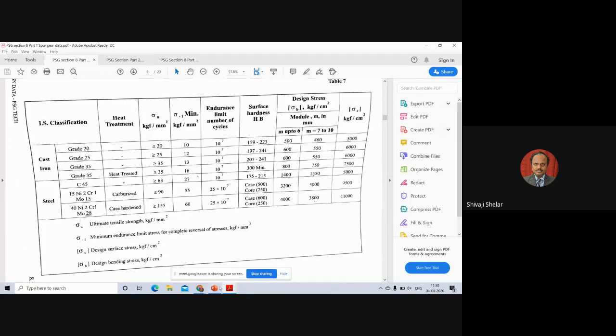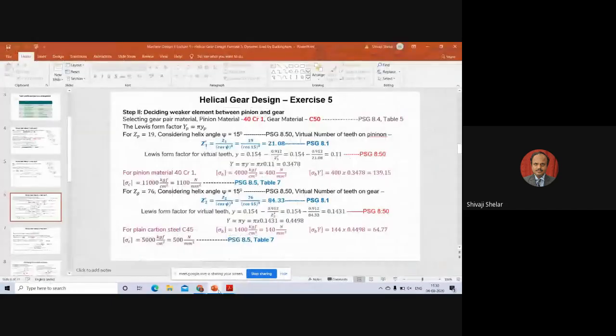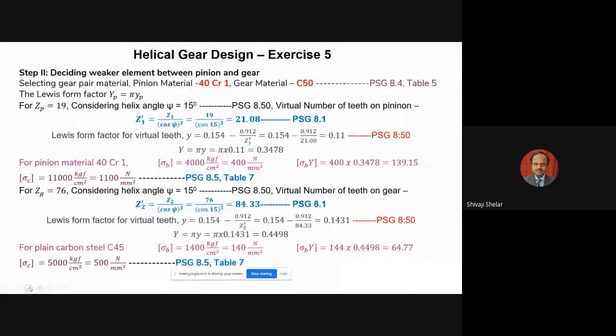So let's go back to the presentation where these values are written and the calculation is done. Now check out the value. Sigma B value for 40Cr1 is 4000 kgf, so it is 400 Newton per millimeter square. And the sigma C value was 11,000 kgf per centimeter square, so it will be 1100 Newton per millimeter square. Now for the pinion material, this product Y is calculated. The sigma B Y product is the relative strength factor. So relative strength right now is 139.15 Newton per millimeter square.